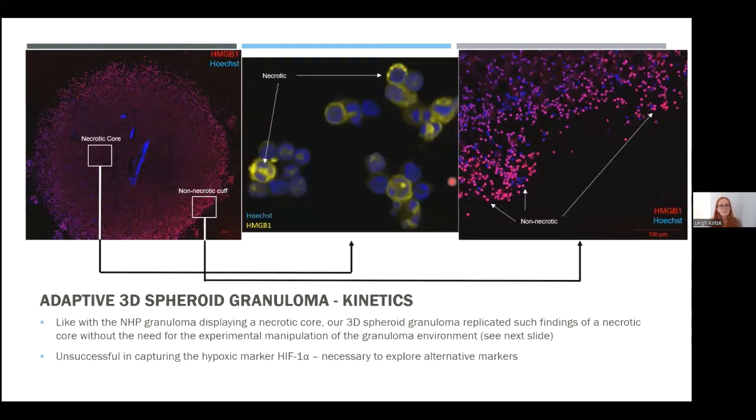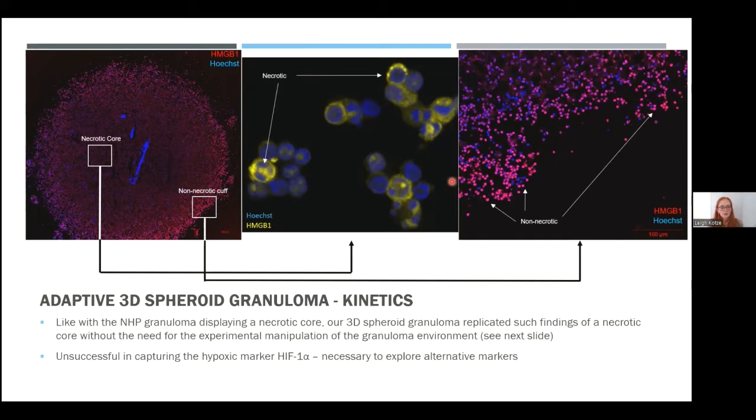So phenotypically, we have shown that our granulomas are reflective of non-human primate models. But we also wanted to address the immunological kinetics of these structures. What is happening at a kinetic level upon infection? So we did so by staining for necrosis, HMGB1. It is a DAMP molecule which is used as a proxy of DNA damage and necrosis.